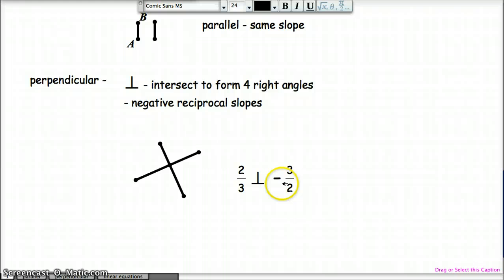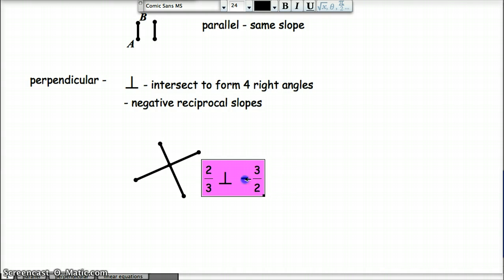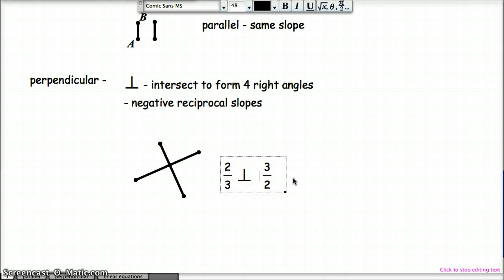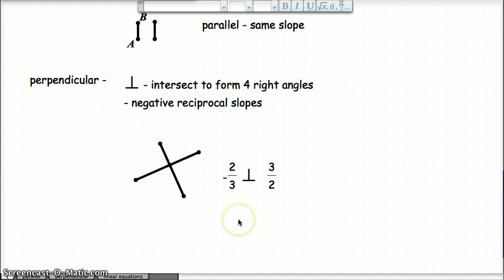Okay? If this was already a negative, a negative to a negative would make this a positive. So if I switch these, okay, if I come in here and I put a negative out in front of that, now my negative reciprocal, negative would be a positive, and that's what happens there. Okay? Pretty simple.